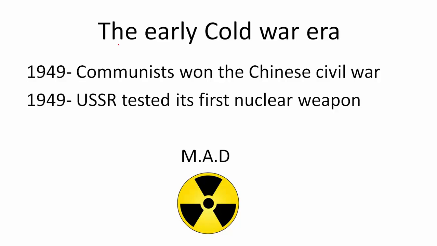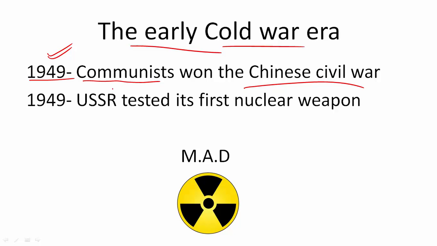Now you should know that this is also the time period when Cold War is starting. In 1949, in neighboring China, the communists had won the Chinese Civil War, a very important development for the Korean conflict, because you will come to know why China is so important to this war. And also in 1949, USSR tested its first nuclear weapon. So this changed the dynamics of the world.